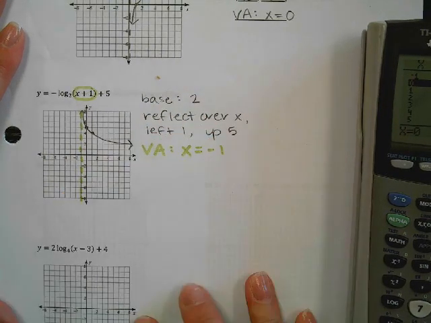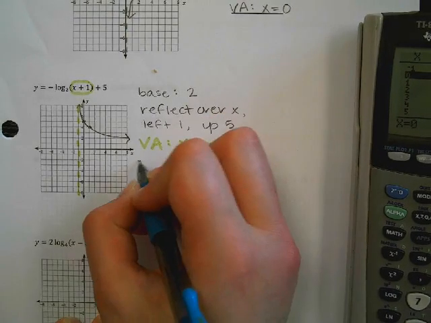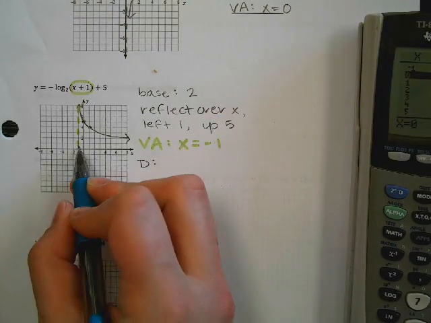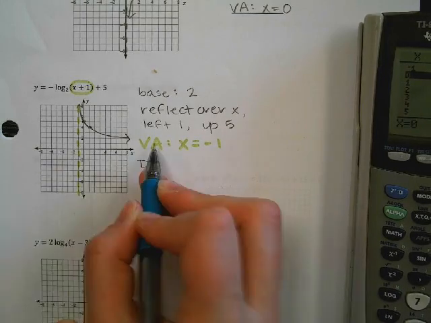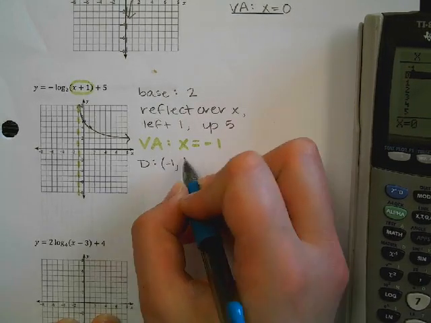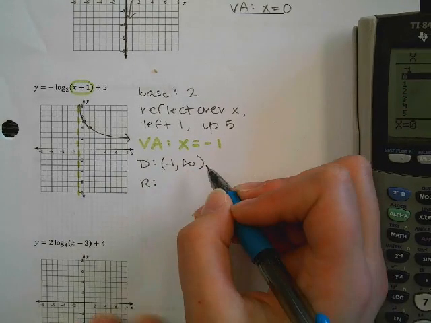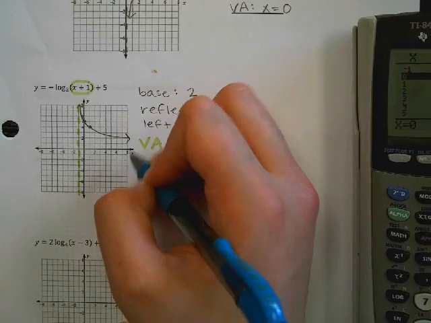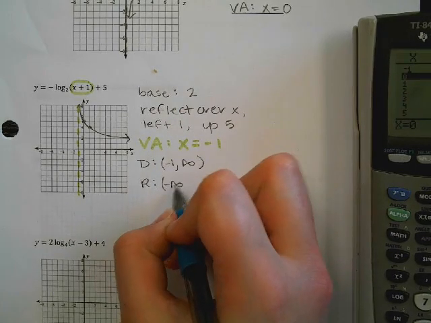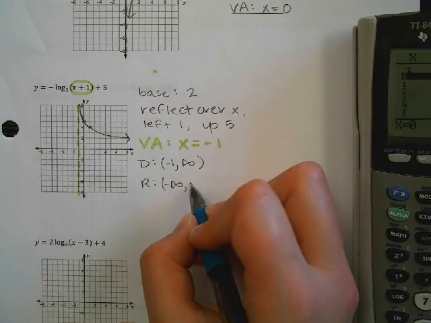All right, so for these graphs, the domain is going to start at the asymptote and then go right forever. So the furthest left that this graph goes is -1. The furthest right that it goes is to infinity. For the range, the lowest that this graph goes is -infinity because it goes down forever. The highest that it goes is +infinity.